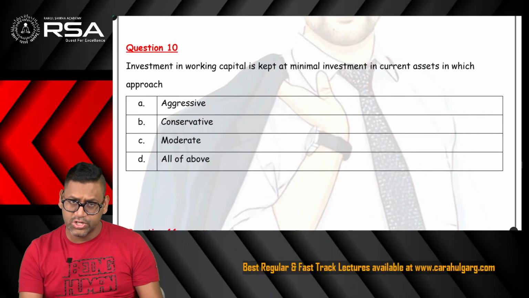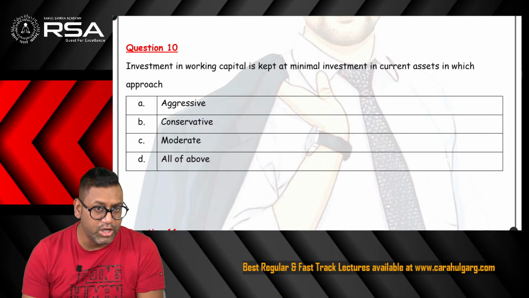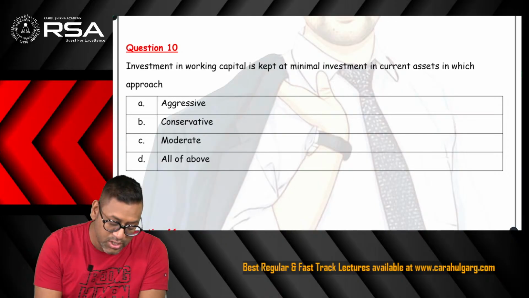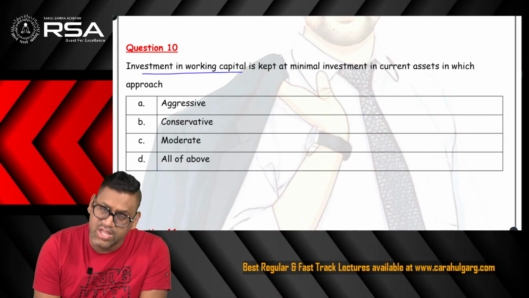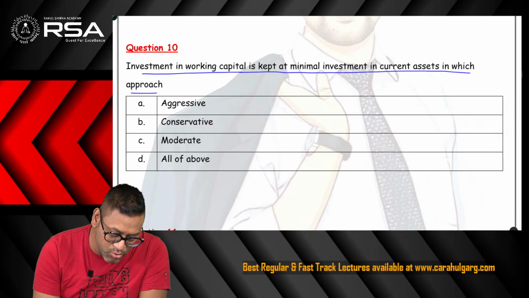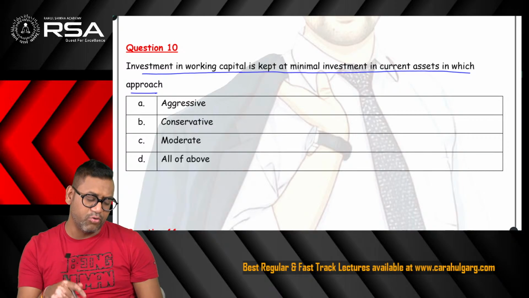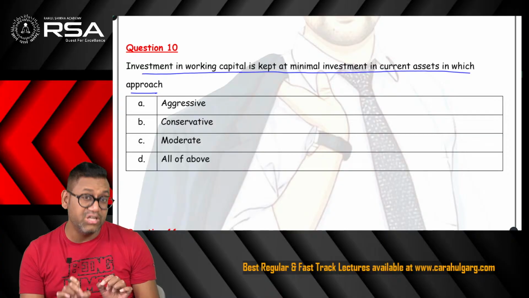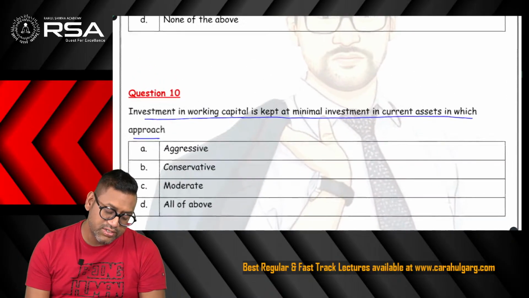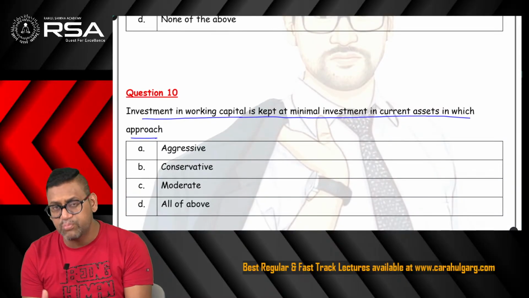Okay, so one question relating to the working capital finance. This chapter, though not very important, its fundas are very good to understand. Sometimes you may encounter this in the examination. So the question says, investment in working capital is kept at the minimum investment in current assets in which approach. So there's a chapter, working capital finance. Even when the students study from me, we do at least one question of this concept in the regular as well as the fast track batch, where we say that whenever you have to see how much working capital you should keep with you, right?